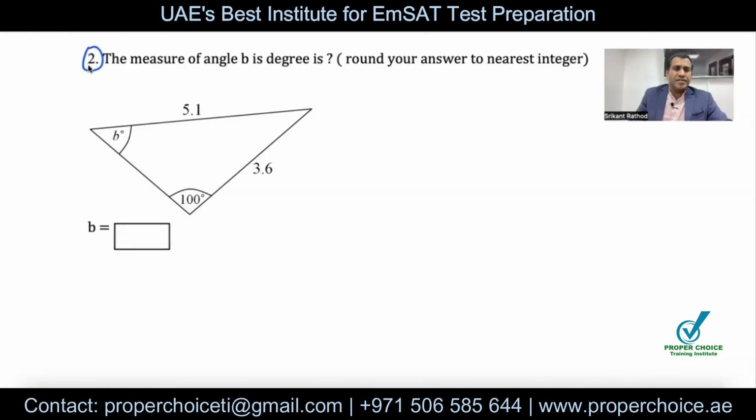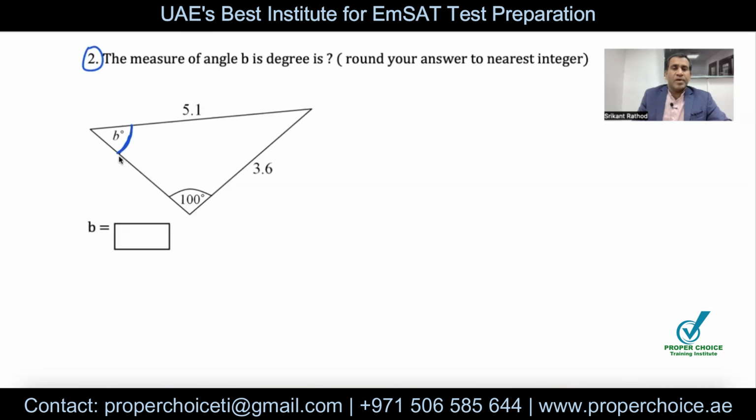Question number 2: the measure of angle B in degrees. Round your answer to the nearest integer. Where is the angle B? Here. We are asked to find the value of angle B, in degrees. If you look at the given triangle, you can see that it is a non-right angle triangle. Whatever rules we mentioned about sine, cos, tan, like opposite by hypotenuse, adjacent by hypotenuse, are strictly related to the right angle triangle only. But here it is a non-right angle triangle.